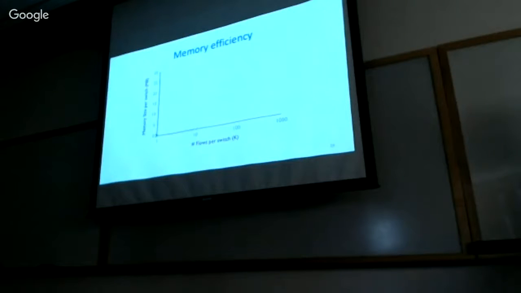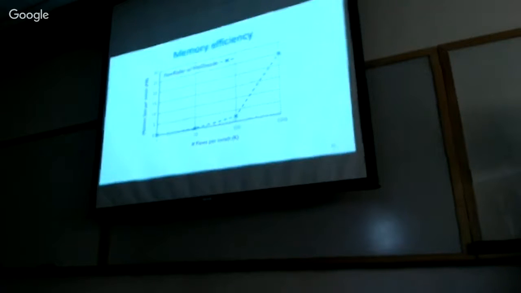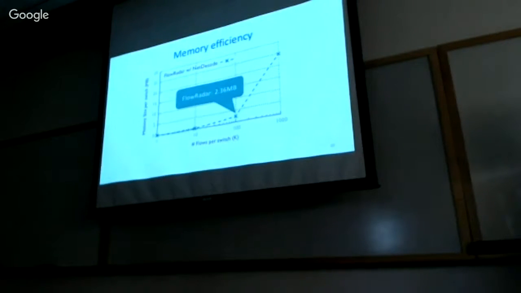This is the result of the memory usage. The x-axis is the number of flows per switch, in log scale. And the y-axis is the memory used per switch to hold that number of flows. We evaluated FlowRadar's memory usage to decode all the flows. In a data center, it is common for a switch to have 100K to 1000K flows in 10 milliseconds. For 100K flows, FlowRadar needs 2.36 megabytes. And for 1000K flows, FlowRadar needs 24.8 megabytes, which fits into the available memory of a switch.